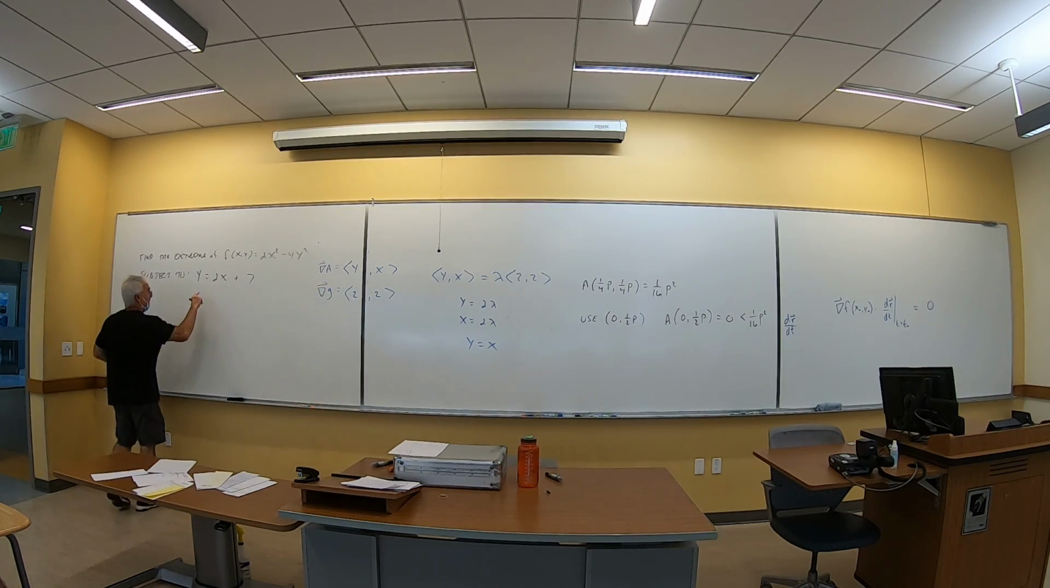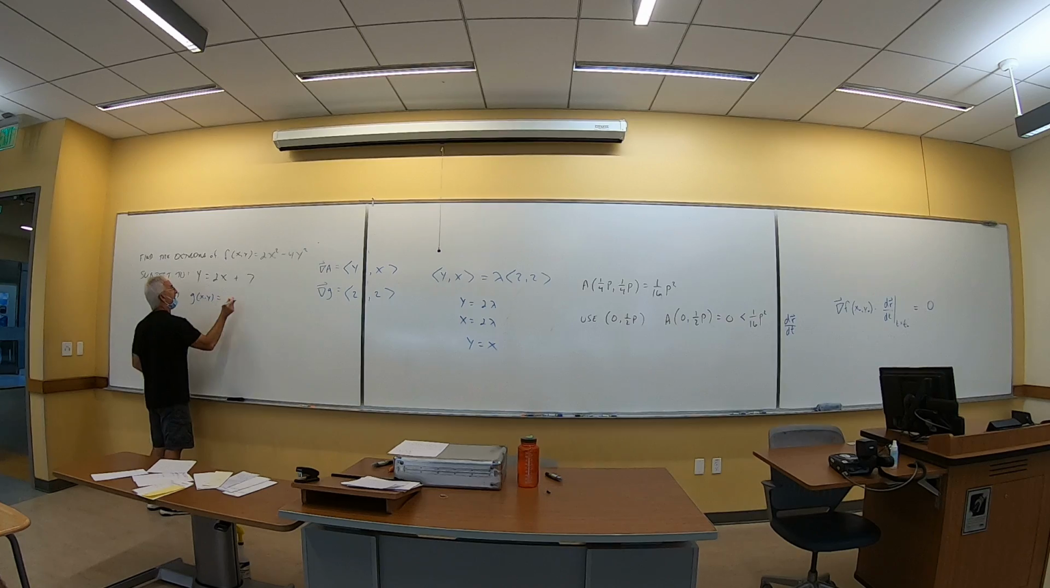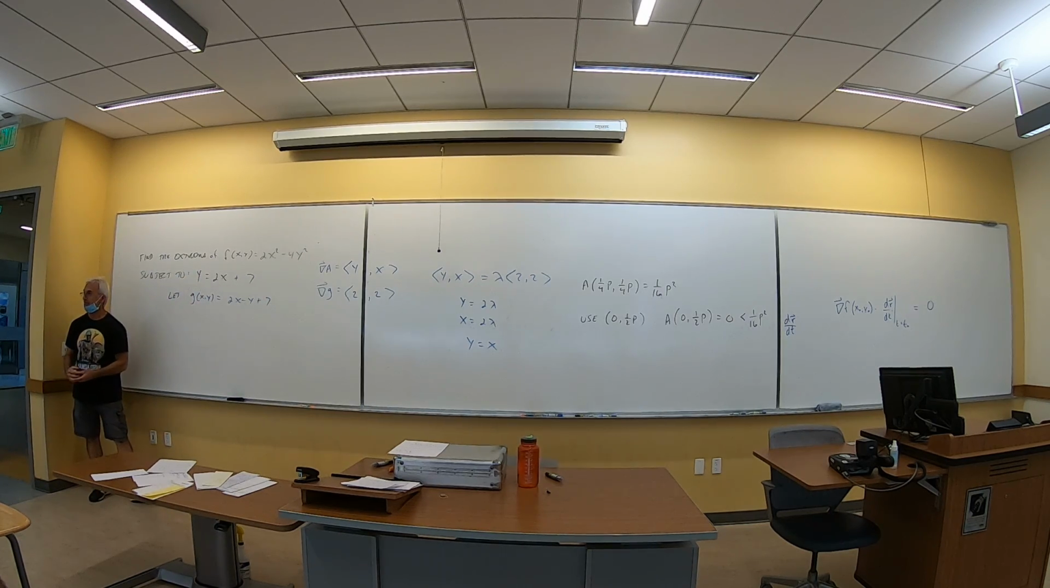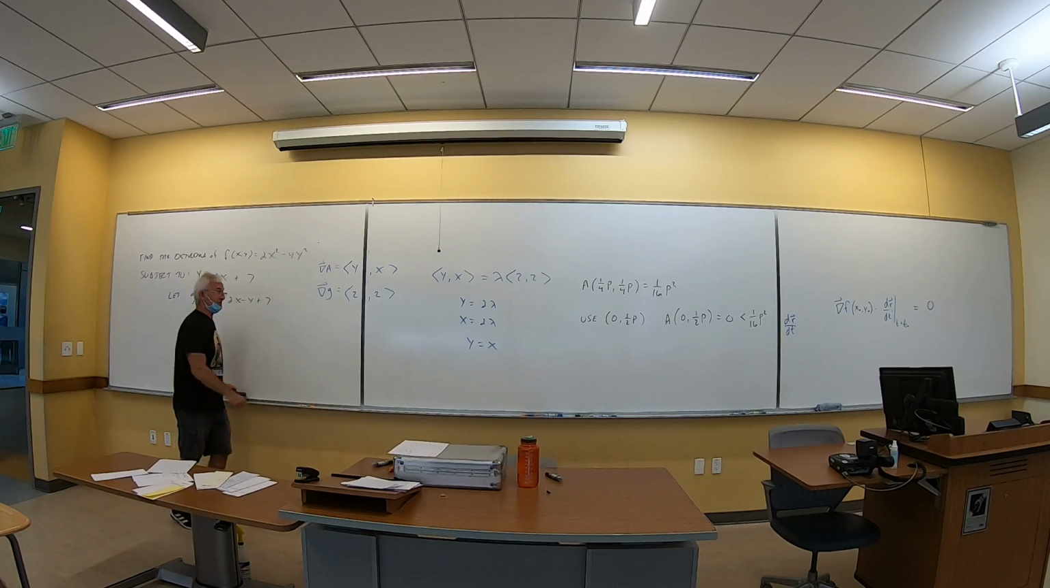So, very first step, I need to create a three-dimensional function for my constraint. So we will let g of x, y equal, it does not matter which way you subtract. So I'll do 2x minus y plus 7. It will not change your final answer. Just make sure you subtract correctly.